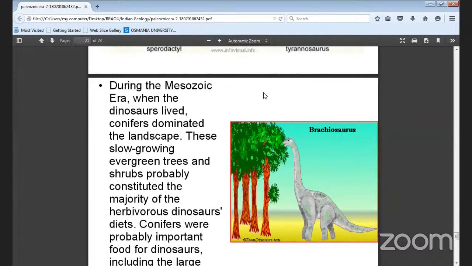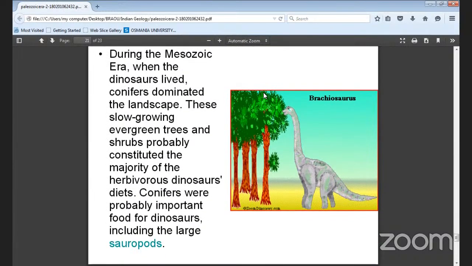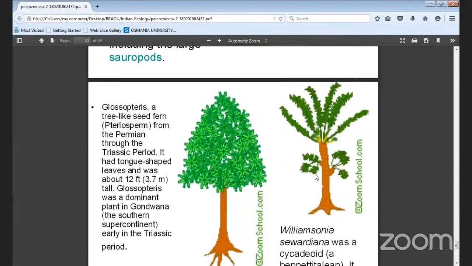coniferous dominated the landscape. These slow growing evergreen trees and shrubs probably constituted the majority of herbivorous dinosaurs. Conifers were probably very important food for dinosaurs at the time, including the large part of sauropods. And this picture is showing here the Brachiosaurus. It is a herbivore.